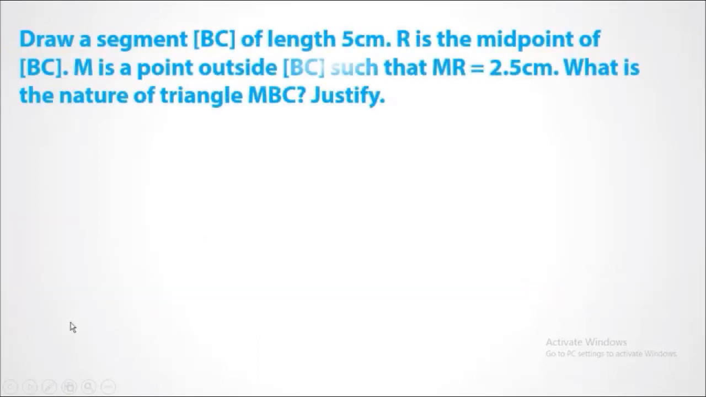Exercise. Draw a segment BC of length 5 cm. R is the midpoint of BC. M is a point outside BC such that MR equal 2.5 cm. What is the nature of triangle MBC, and justify your answer.